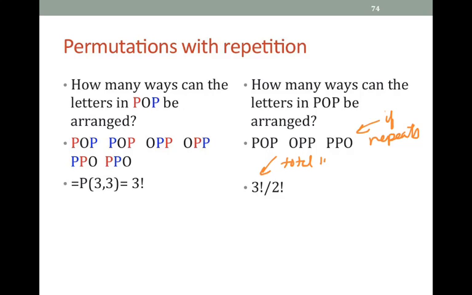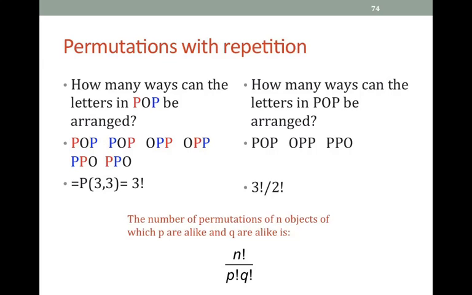The 3 is the number taken, the total number you're starting with, and then that 2 factorial is the number of repeats that you have. So we have a formula for dealing with arrangements of words that might have repeating letters, and this is what it looks like. You say the number of permutations of n objects of which p are alike and q are alike is n factorial over p factorial q factorial.